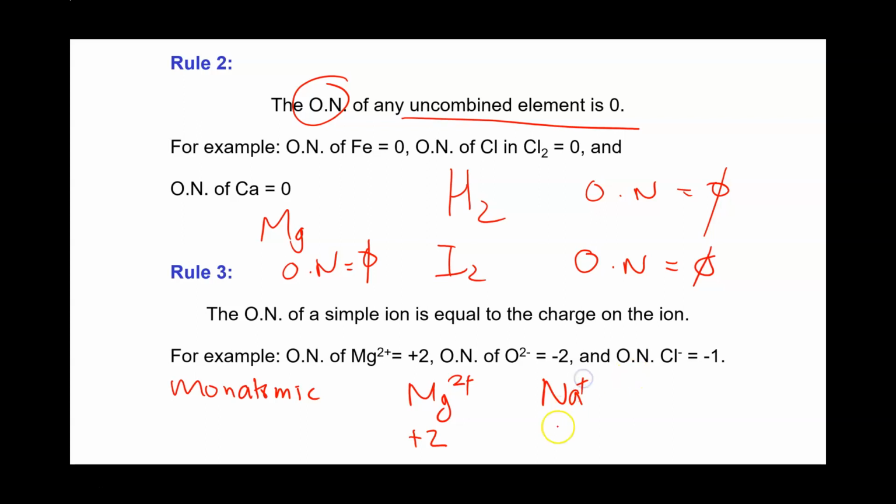So whenever we see a sodium, because sodium always forms a +1 ion, we automatically know that the oxidation number is +1. So I really like this rule for helping me assign oxidation numbers of metals in compounds because metals are always present as ions in compounds.